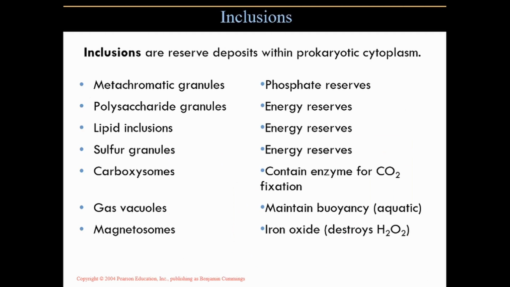Inclusions are reserved deposits within the prokaryotic cytoplasm, so they don't have organelles. So they have to have something that replaces the function of organelles, and these are called inclusions, where they can hold things like energy reserves, phosphate reserves, and so forth. I'm not requiring my students to know these, but I just gave you a number of these different inclusions and what their purposes are. Just know that the inclusions, they're kind of like a replacement for the organelles. So the bacteria need these reserves. They need to store these things up because they don't have a way of manufacturing it. So they have inclusions instead.